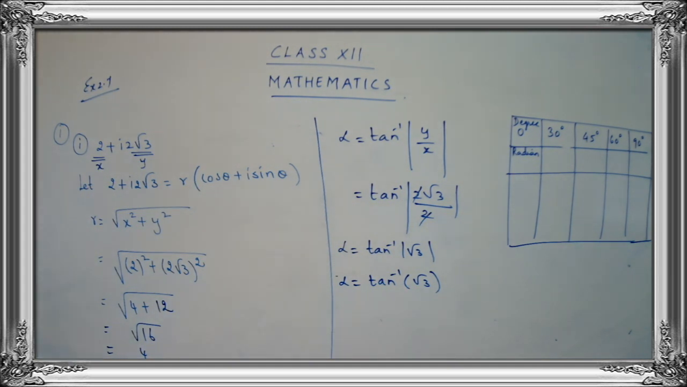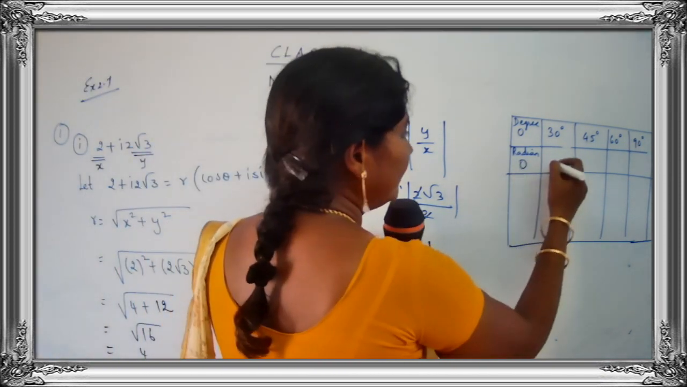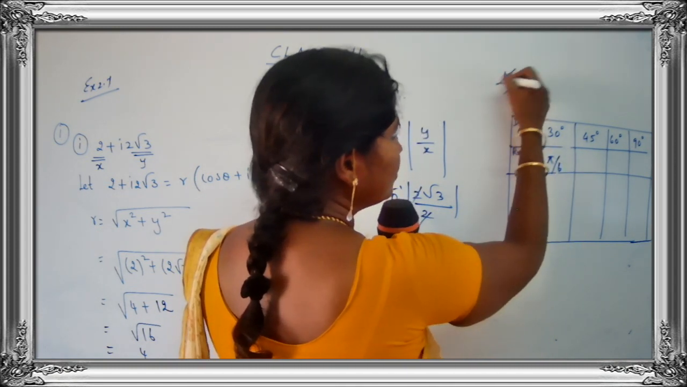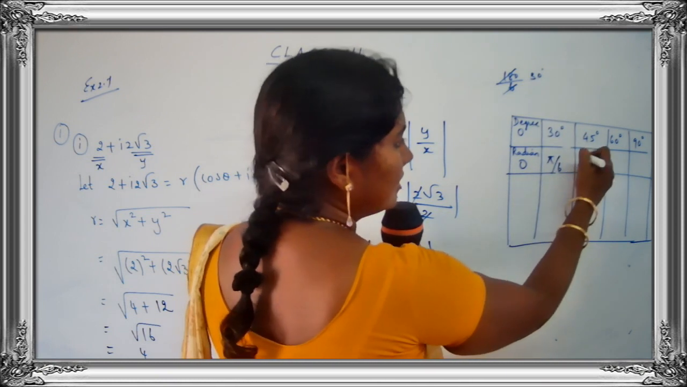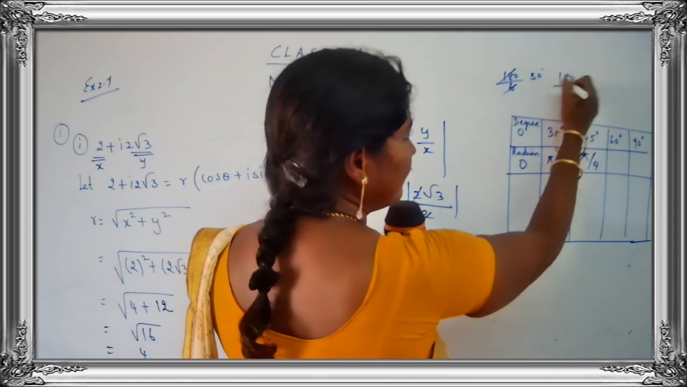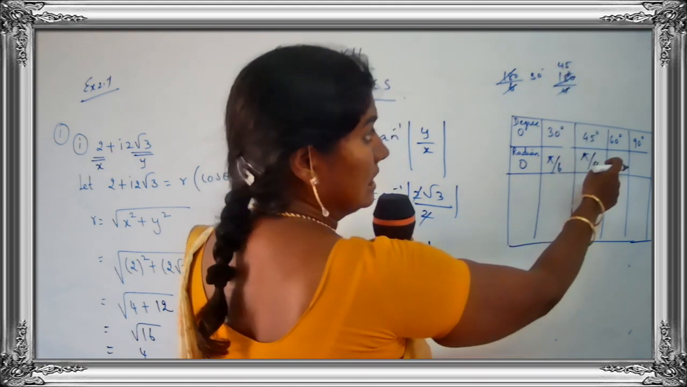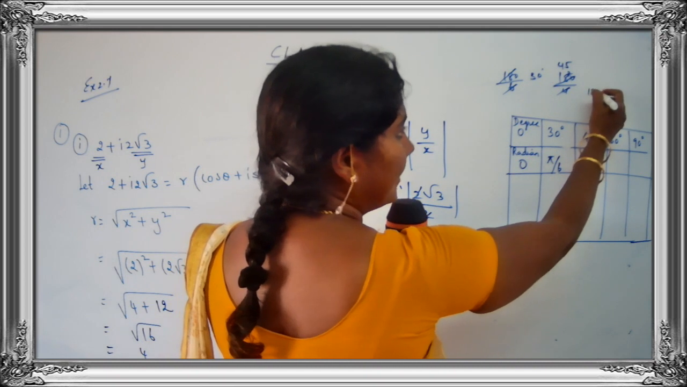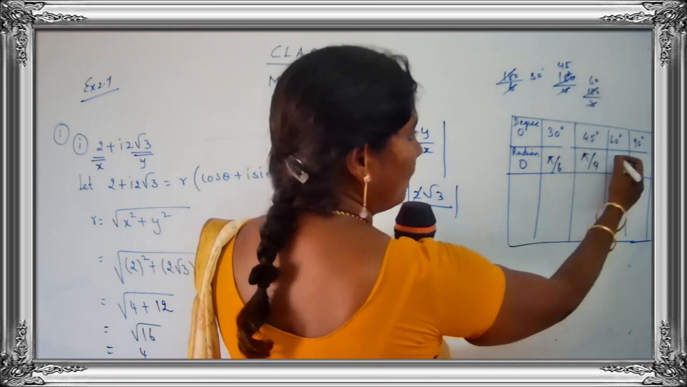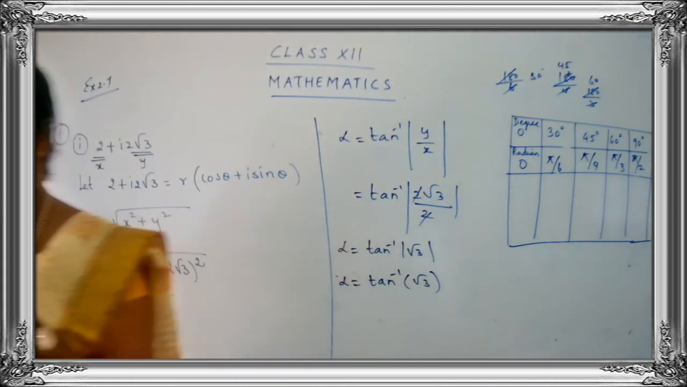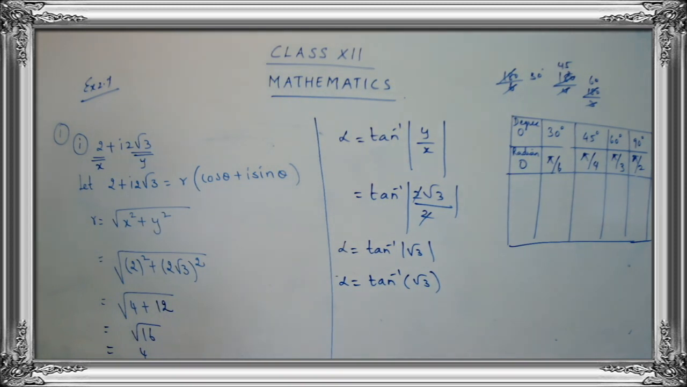Let me change. So 0 will be 0. So you can write 0 as 0 itself. 30 will be taken as pi by 6. That is 180 by 6 gives you 30 degree. Okay, so pi by 6. This is pi by 4. 180 by 4. 4 4s are 16, 4 5s are 20. So pi by 4. 60: 180 by 3, so pi by 3. Pi by 2: 180 upon 2 gives you 90 degree. So I have just changed all the degrees in terms of radian.